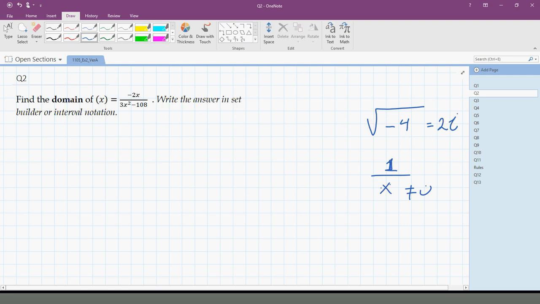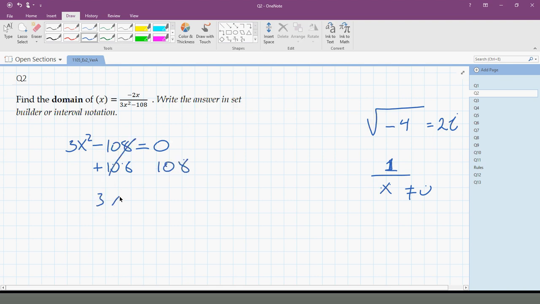So in this case, we have a fraction. So what we do, we take the denominator, rewrite it, and equate that to 0. So we're going to find out what will make that 0. We solve for this by adding 108 to both sides of the equal sign.